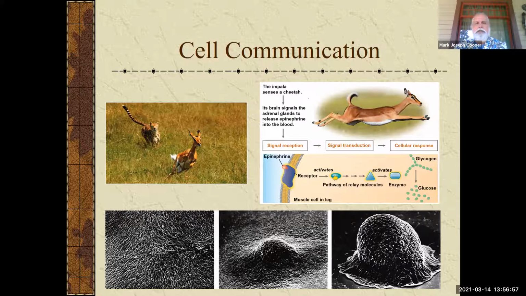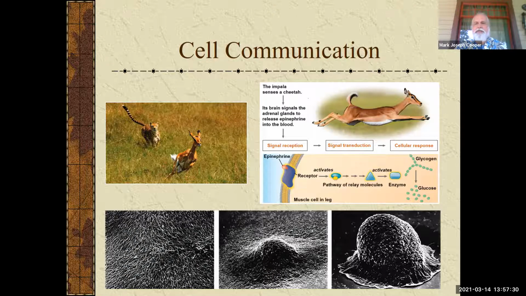All right, so cell communication again is kind of complex. We have a couple of different ideas here. The first one, you can see a cheetah chasing an impala, and they're trying to show you how the impala is getting a signal that he's going to die. So these things start to react, and you can see epinephrine is that signal molecule, which we call a ligand. You want to know that term, ligand, L-I-G-A-N-D.